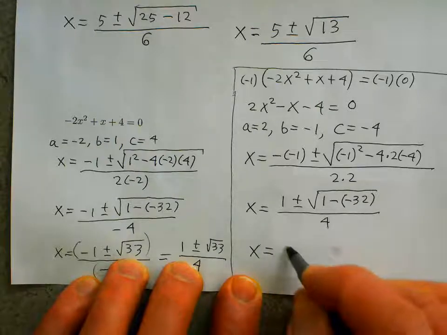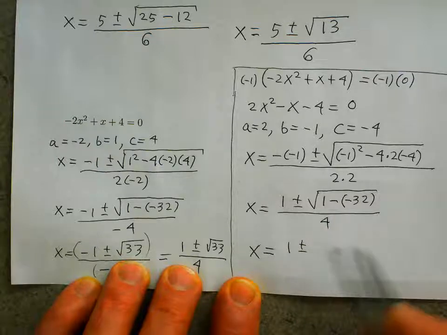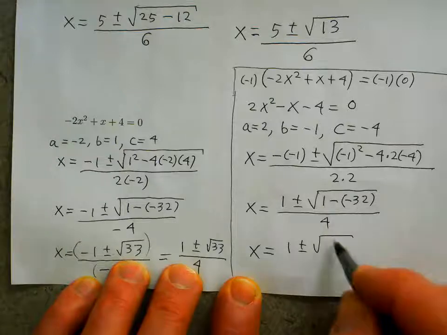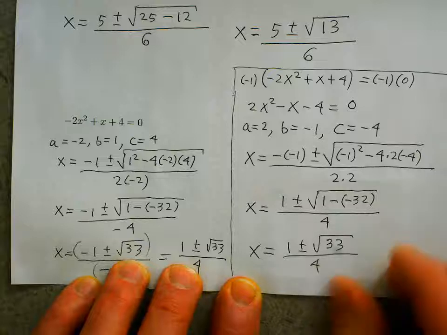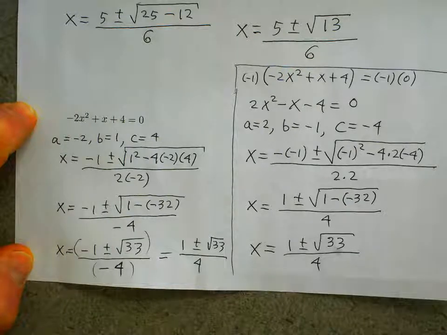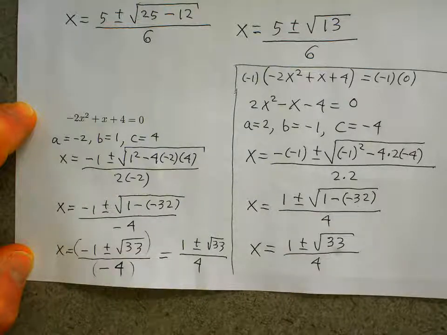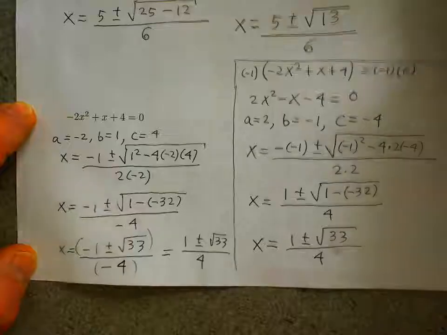And then we simplify what's inside the square root. Inside the square root, 1 minus -32 is the same as 1 plus 32, or +33, all divided by 4. So whichever way you prefer is fine, but in all cases, you'll always have to be careful with the arithmetic. Okay, the next problem.